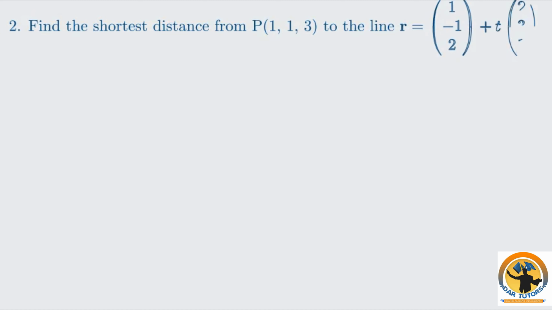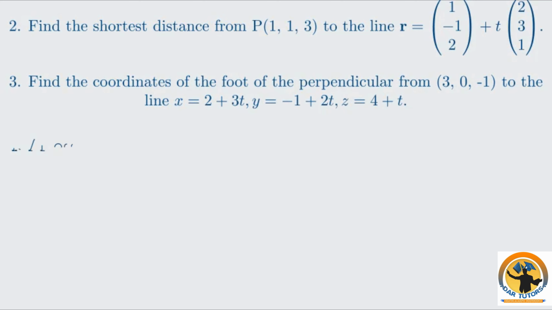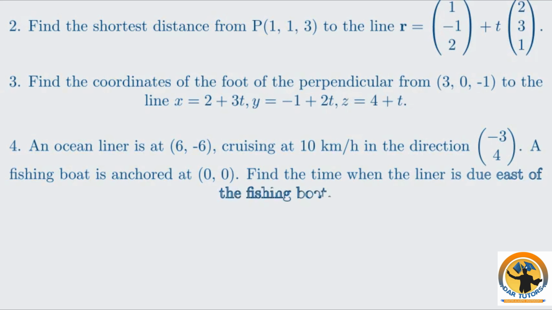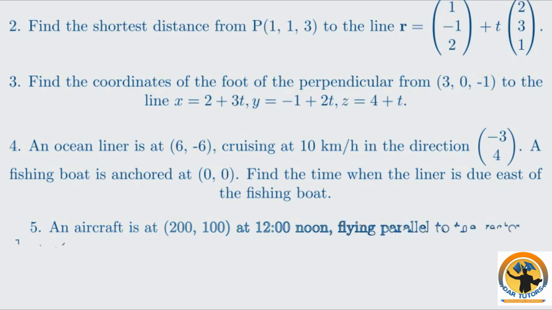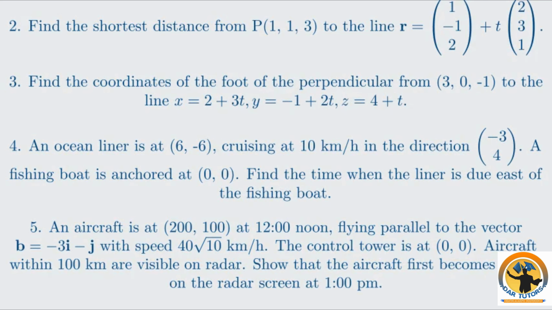Question 1 asks for the shortest distance from a point to a line in 2 dimensions. Question 2 is a similar problem in 3 dimensions. Question 3 involves finding the foot of the perpendicular. Question 4 is a motion problem with a ship and a port. And question 5 is a more complex motion problem involving an aircraft and a radar screen. Let's go through the solutions.